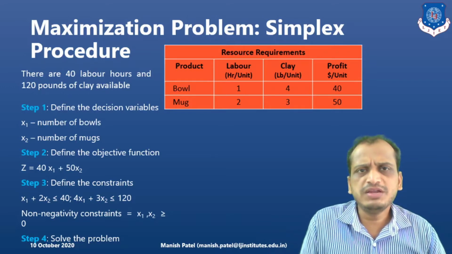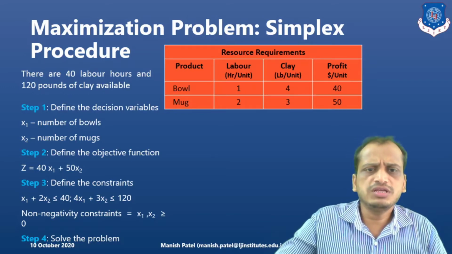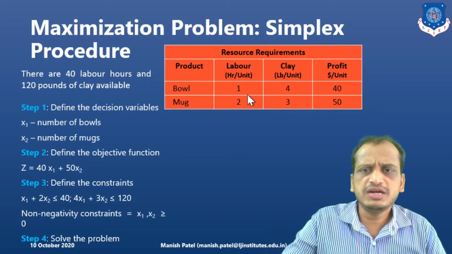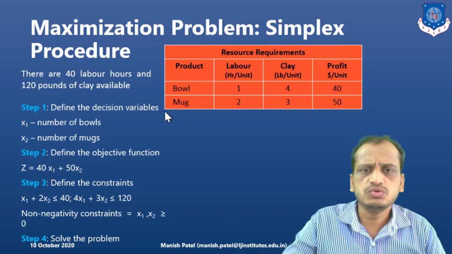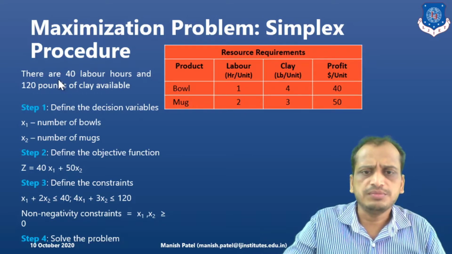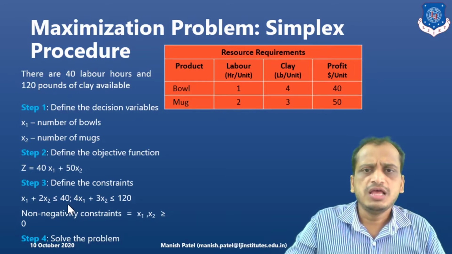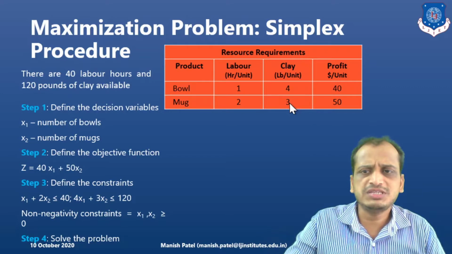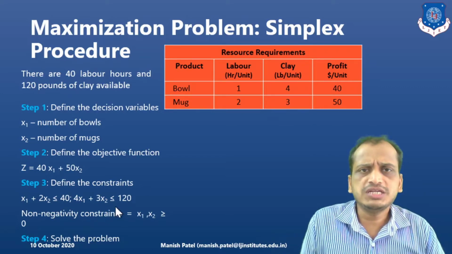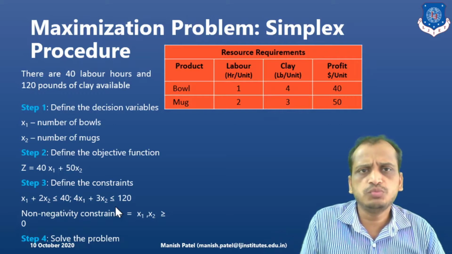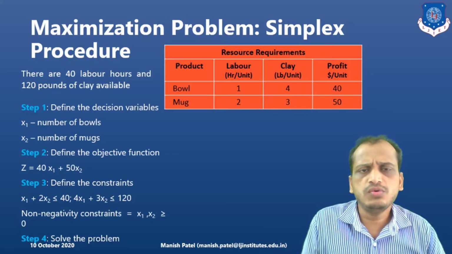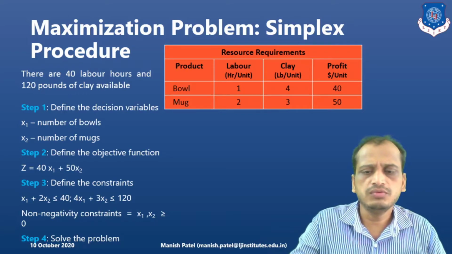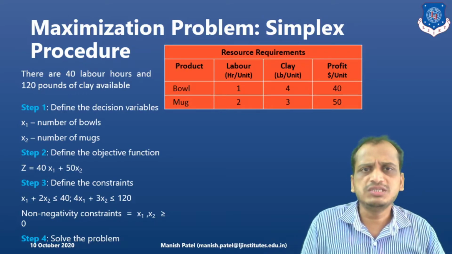Now in third step, we will define the constraints. Now here if you see the constraints, the labor constraint is already given. 1x1 plus 2x2 should be less than equal to 40. That is first constraint. Second is the clay available is 120 pounds. So that is 4x1 plus 3x2 is less than equal to 120. And non-negativity constraints are also there. That is x1 and x2 should be greater than equal to 0. Or you can say the bowl and mugs should be positive only allowed. And we will solve the problem based on the simplex algorithm.